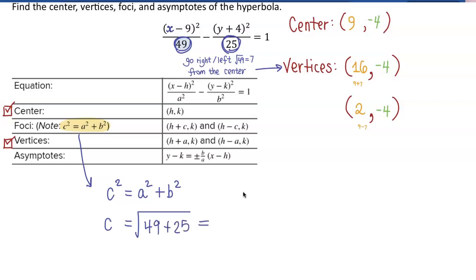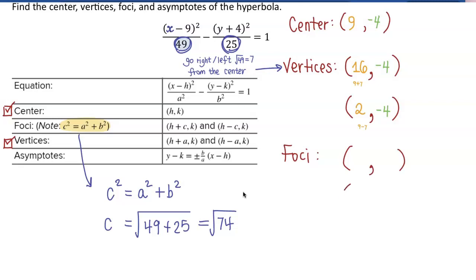Now I wonder if that's going to be a nice number. So let me add 49 plus 25. That gave me 74. That is not a nice number. It's all right. We're just going to be adding that to the center to find the foci. So let me write the answer. Foci.